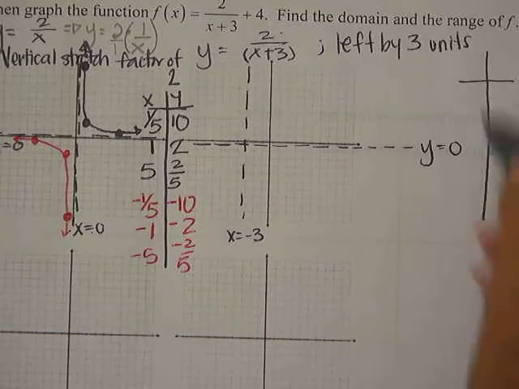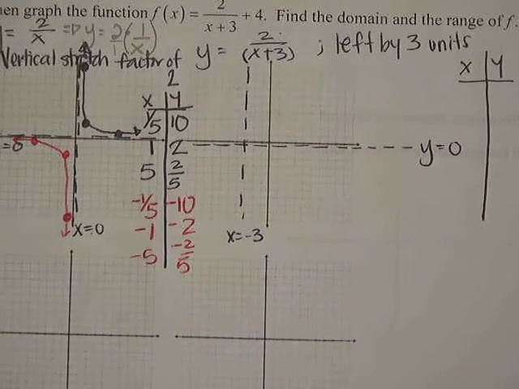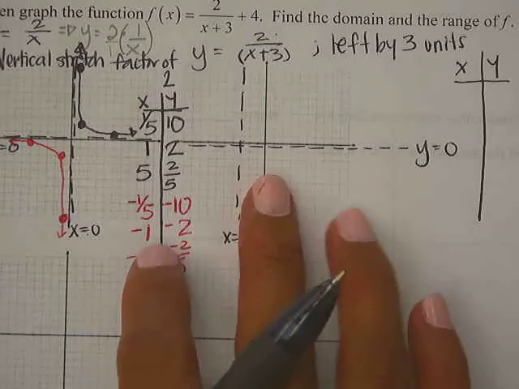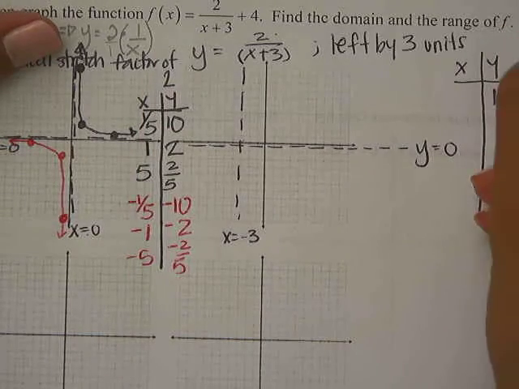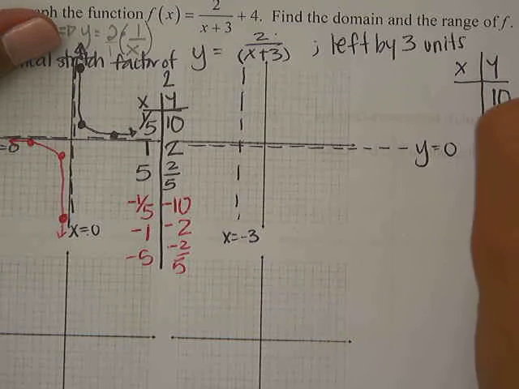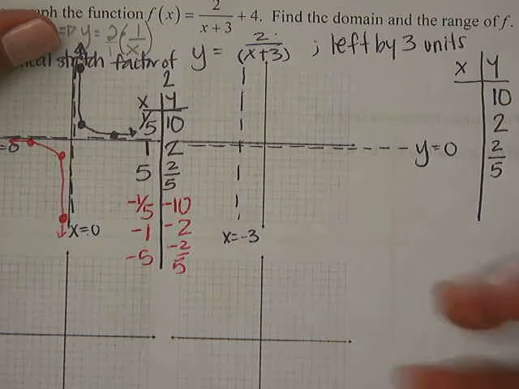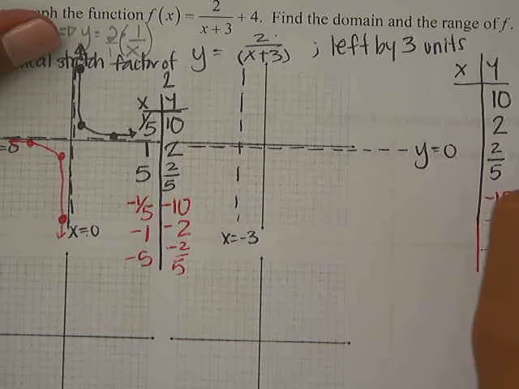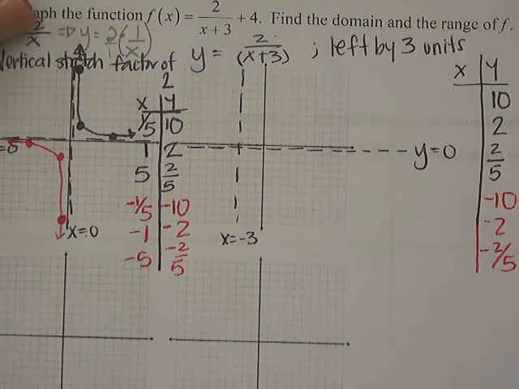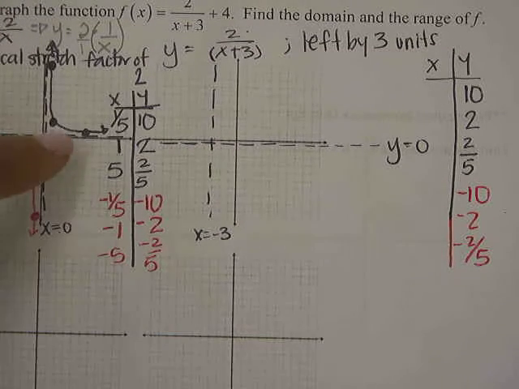Input and output, okay? Because you're moving left or right, the y's do not change. So I'm just going to copy the y's over. 10, 2, 2/5. That's my right curve. -10, -2, -2/5. Okay, so those are the outputs. Let's look at the inputs, okay?